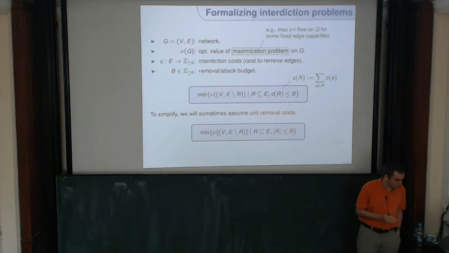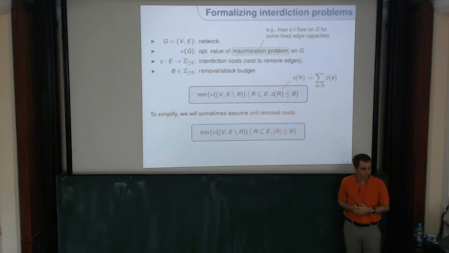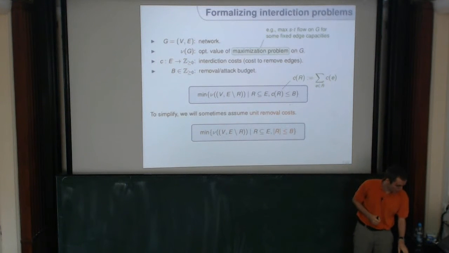So you see that for any nominal optimization problem on the graph, you can immediately, mechanically, define a corresponding interdiction problem. It's a very general way of defining things. Of course, if there are any questions at any time, don't hesitate to interrupt me.